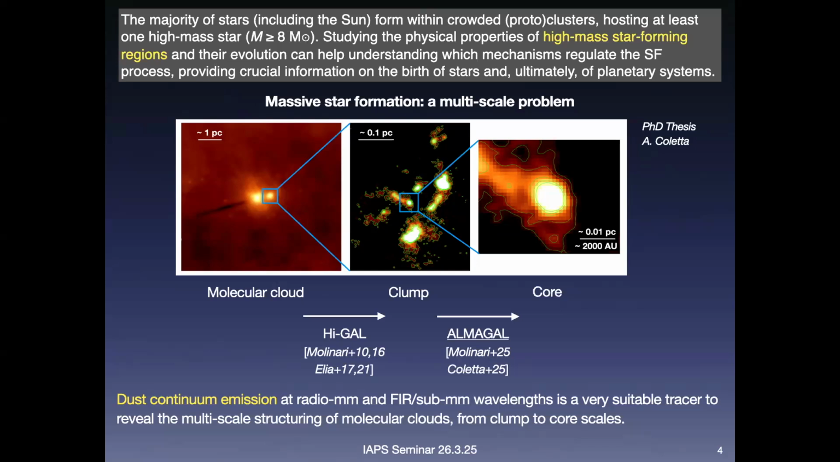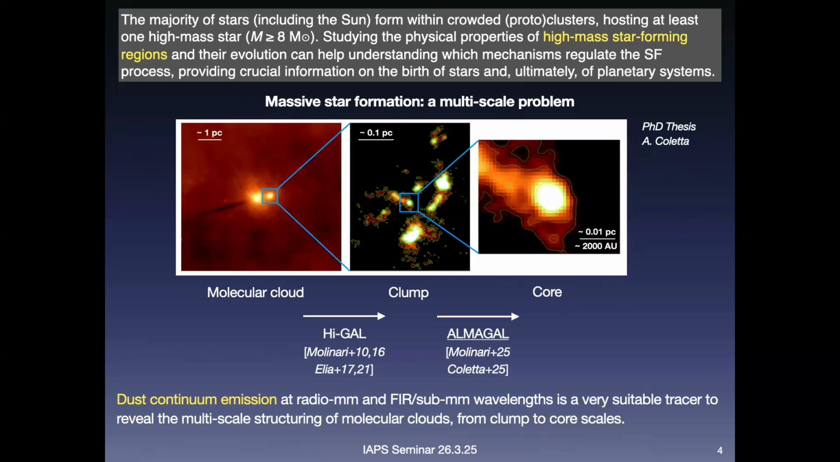So basically, studying the properties of these IMAS star forming regions provides us crucial information on the mechanism of star formation, and ultimately it sheds light on the birth of stars and ultimately on planetary systems.